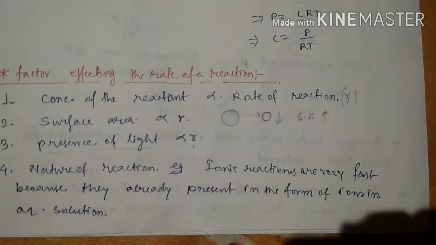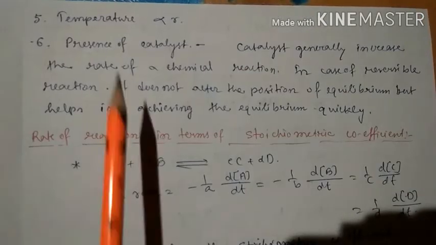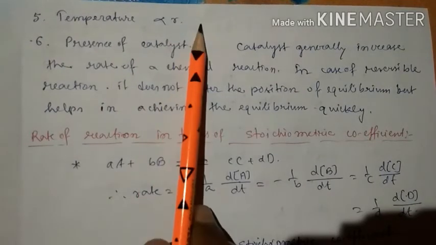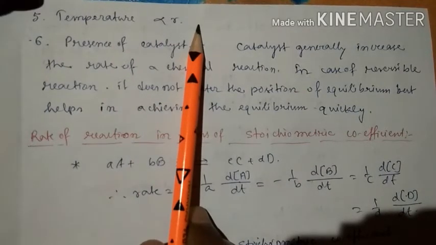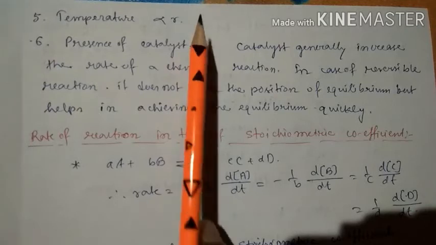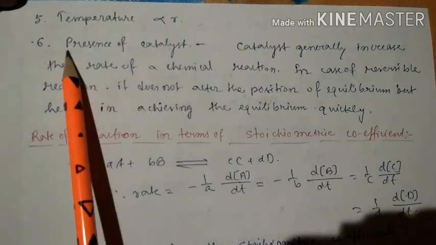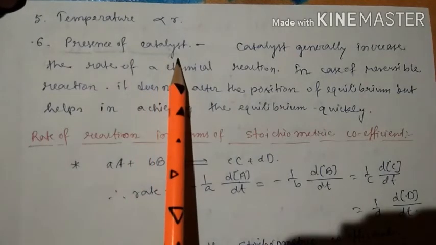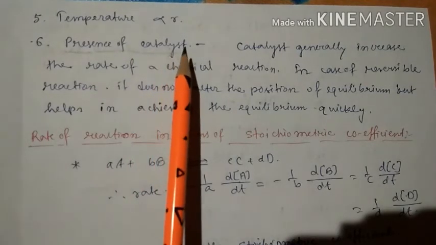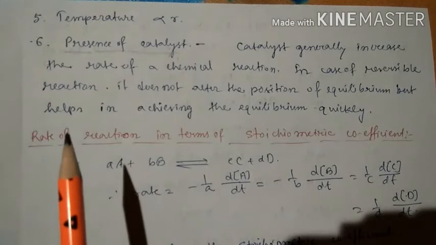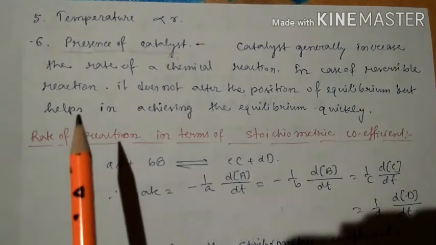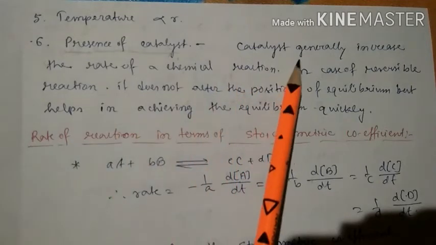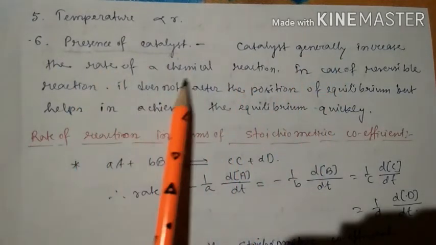Okay, see the next is the temperature. Temperature is also directly proportional to rate of the reaction. That means when temperature increases, the rate of the reaction also increases. Last thing is the presence of catalyst. Remember, catalyst is a substance which does not take part in the reaction, but it enhances the speed of the reaction. Catalyst generally increases the rate of chemical reactions.